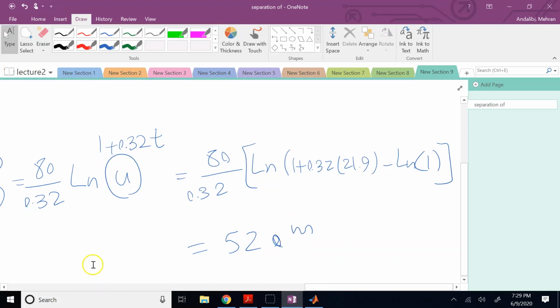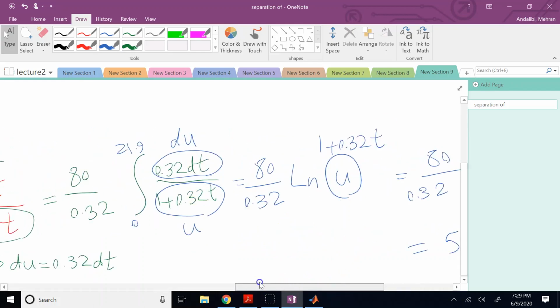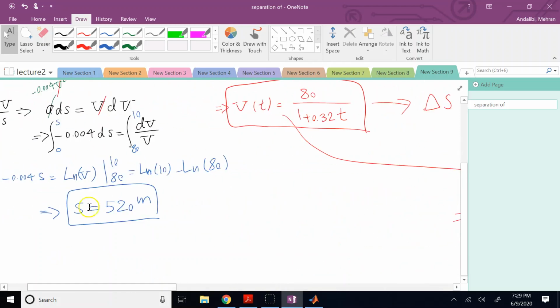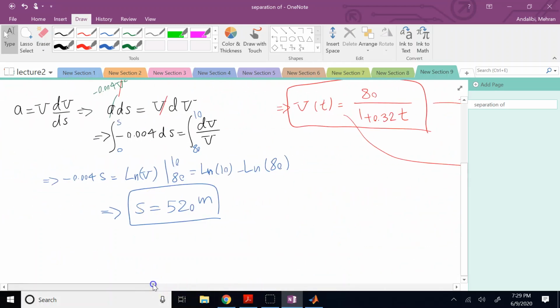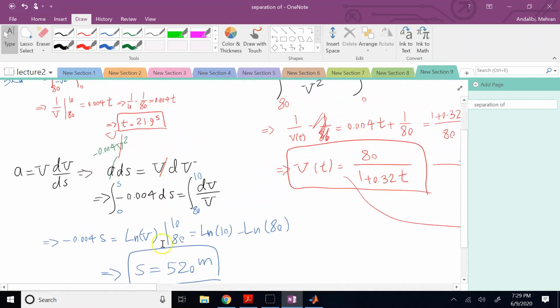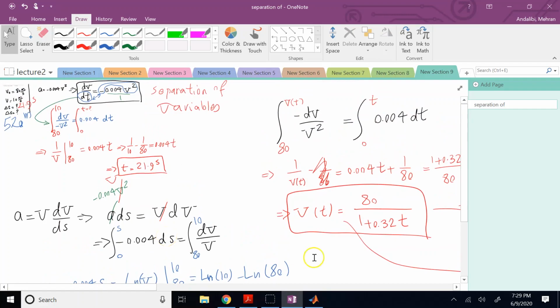Okay, but you see clearly if I skip the time and finding v as a function of time and directly go between a, v, and s by time independent equation, finding displacement is much easier. Okay, so this is the first problem that we solved.